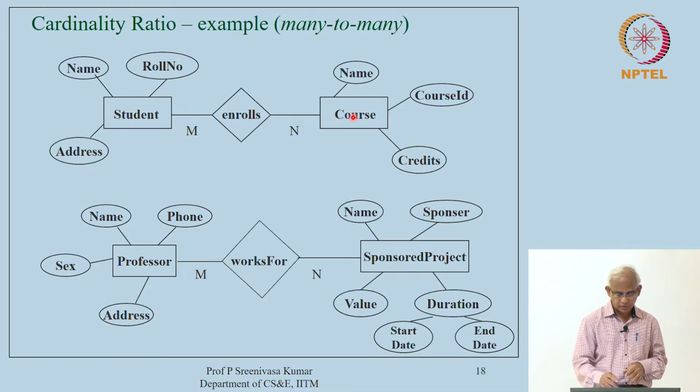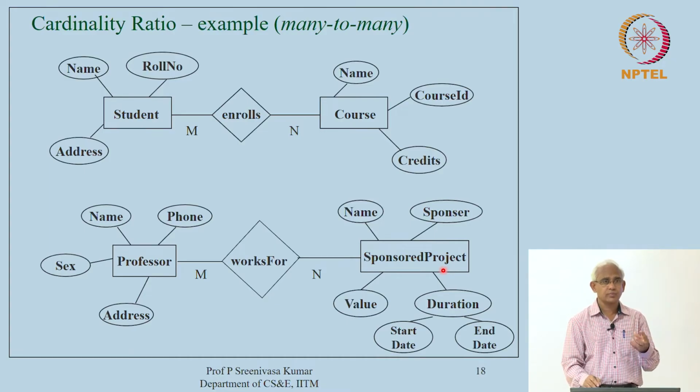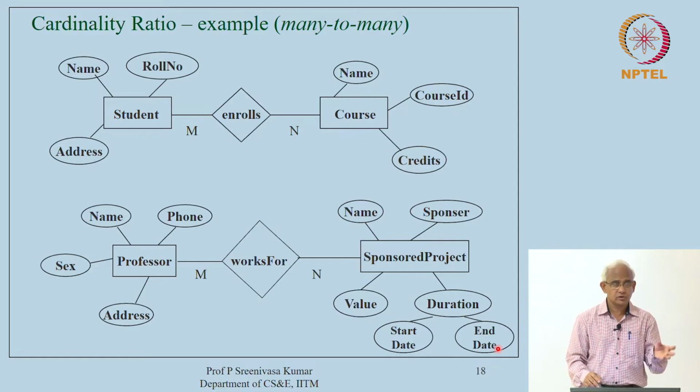One more example here is the works for relationship between a professor and a sponsored project. A sponsored project is a project that is funded by some sponsor with a certain amount to carry out certain research work during a particular duration. So, a 3-year project funded by the Department of Science and Technology with a value of 25 lakhs is given to a professor to investigate some issues.